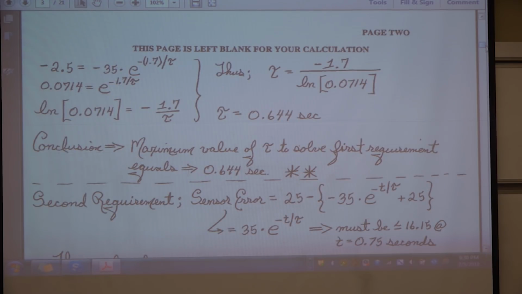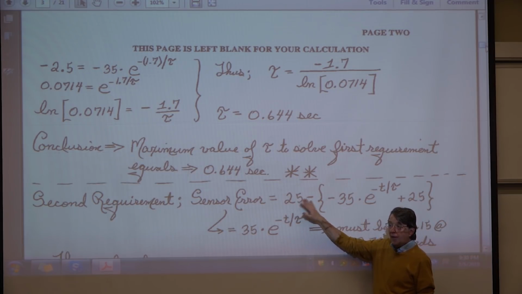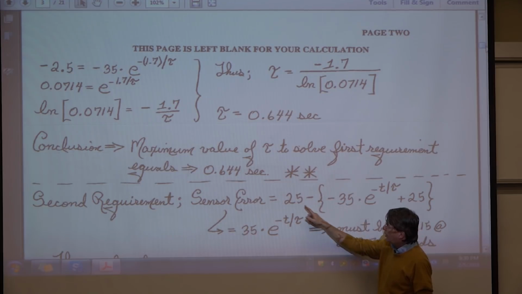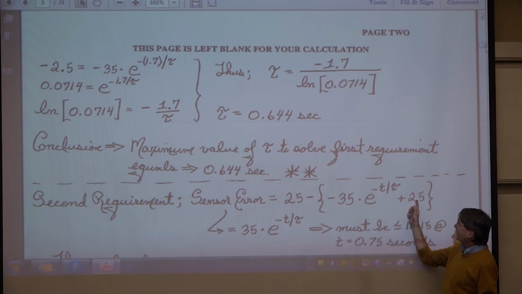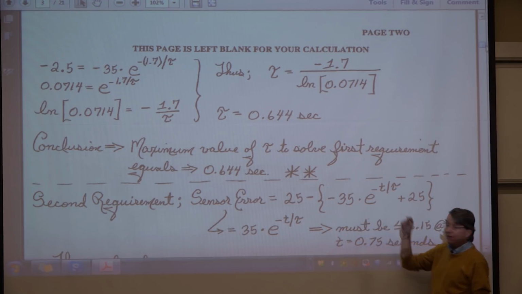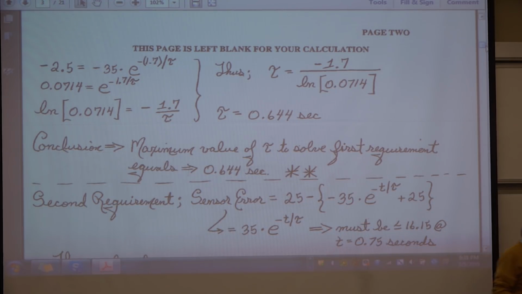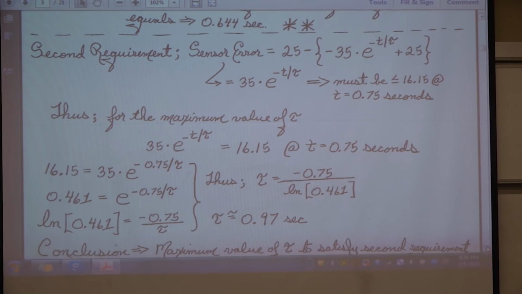Here, this equation is, as I was mentioning, the true value minus what we're reading. Notice 25 minus a minus 35, but the 25s cancel out. So we're just left with positive, because of the double negative, 35 e to the minus t over tau. And that allows us then to say, let's solve for tau.